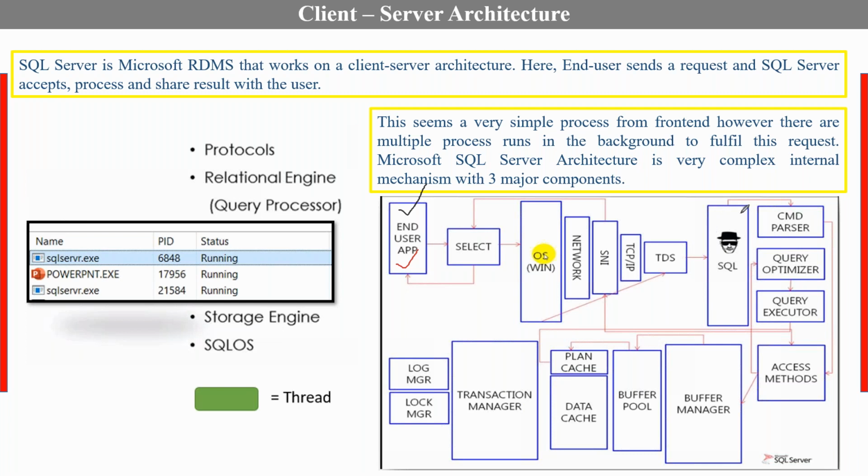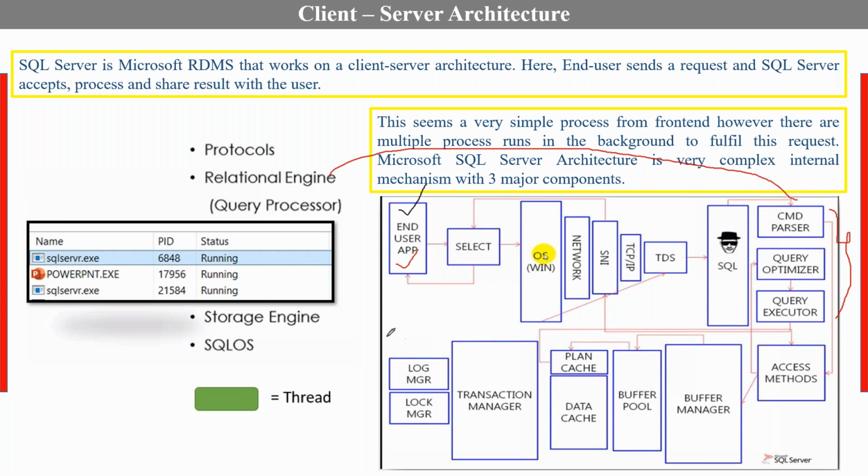Once it connects to the SQL Server, it will connect to the database engine. Under the database engine, there are many components available. These three components belong to the relational engine: command parser, query optimizer, and query executor.